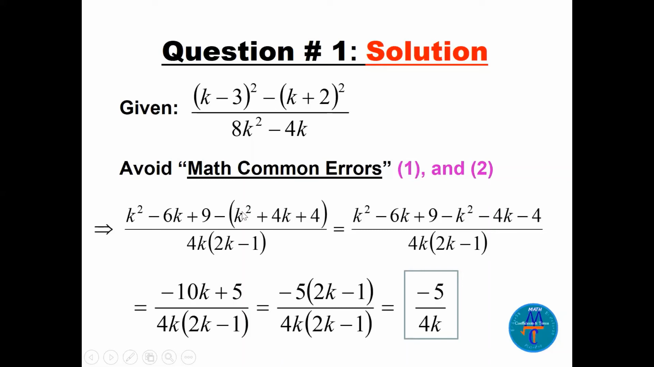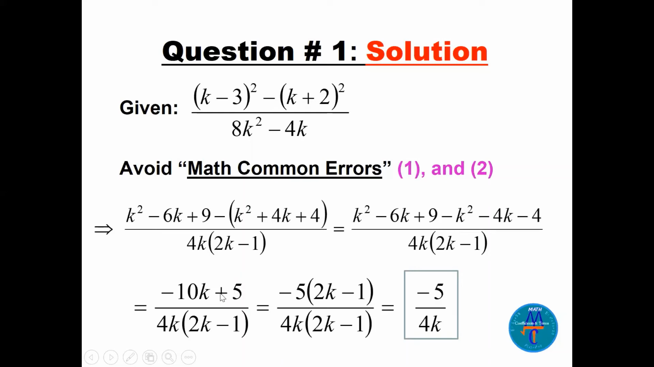Now when you multiply with the minus here, you put minus k squared, you change all the signs. Minus 4k, minus 4, leave the first 3. Then you cancel k squared, and you add minus 6k minus 4k, so that's minus 10k. 9 minus 4 is plus 5.